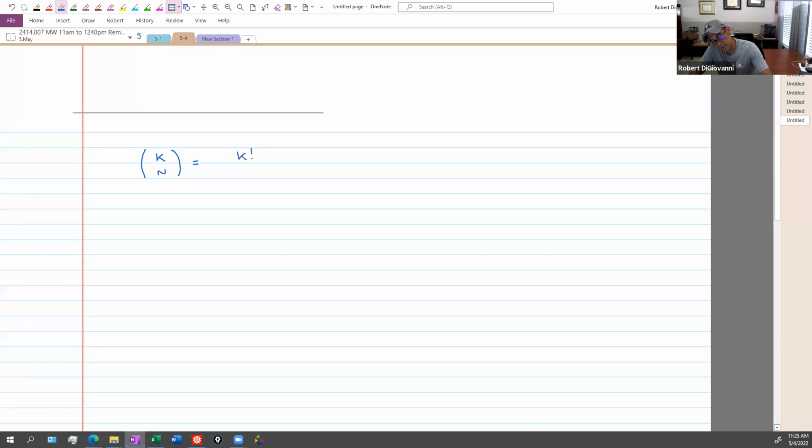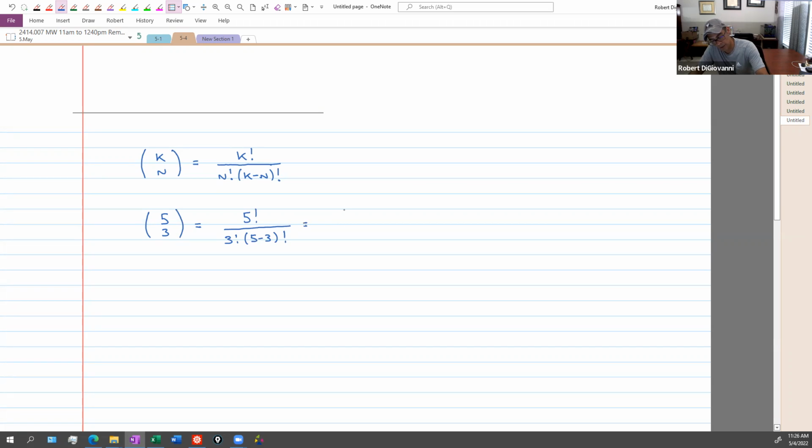This means K factorial over N factorial, and then N minus K, wait, hold on, sorry, K minus N factorial. That's what that means. So for example, if I write 5 on top of 3 like that in parentheses, what it means is 5 factorial over 3 factorial, 5 minus 3 factorial.